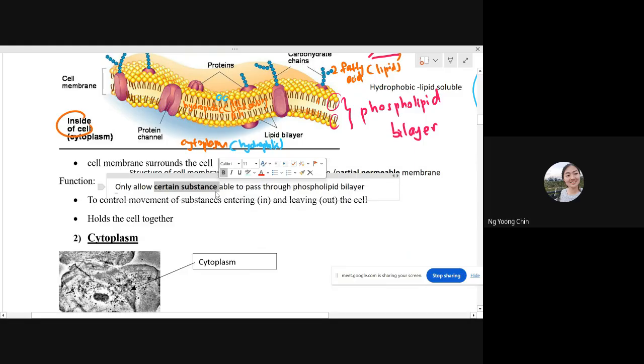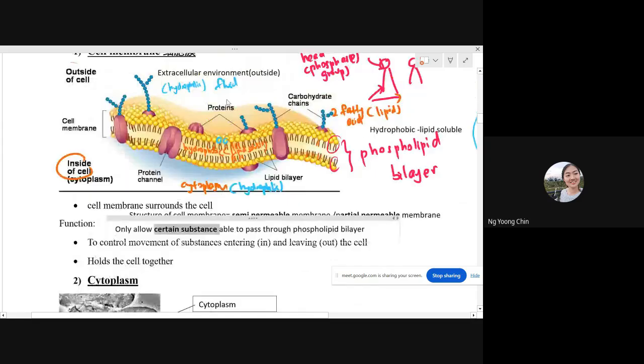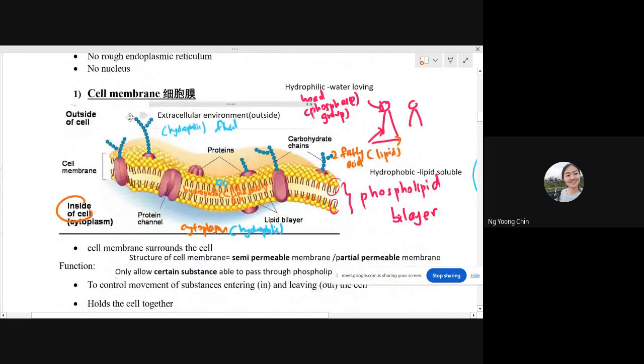If the substance is small and lipid soluble, it is able to pass through the phospholipid bilayer. We will learn this in detail in chapter 3. It is known as semi-permeable because it only allows certain substances to pass through, but not all. If it allowed all substances to pass through, it would be known as a fully permeable membrane. So this is the cell membrane.